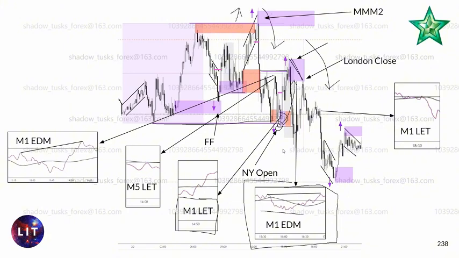Trading away from that main inducement. Perfect. Then we have a let right here. But with this one, it's late in the day. This probably isn't something that I would jump into, right? It's quite late in the day.